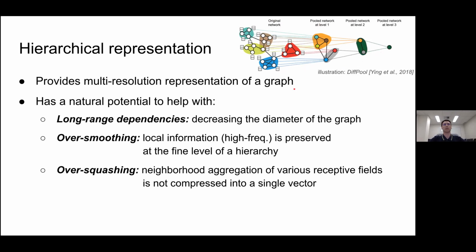This kind of approach has natural potential to help with the long-range dependencies, because if we construct it carefully, it can decrease the diameter of the graph, and so the number of message passing rounds that we need to execute to really propagate the information across the entire graph. Next, it can help with oversmoothing, because the local information is preserved at the fine level of the hierarchy. We don't need to oversmooth the one representation that we have, and also with oversquashing in a similar way.